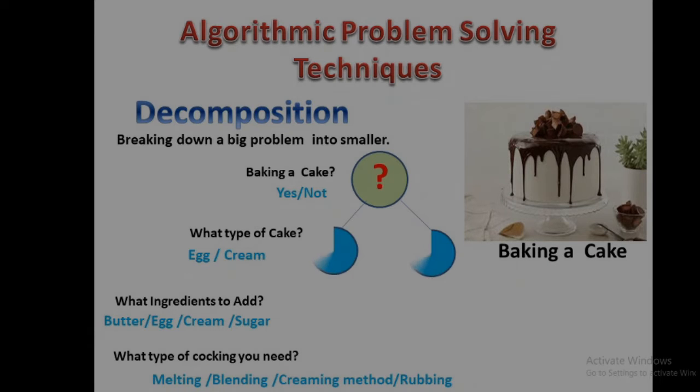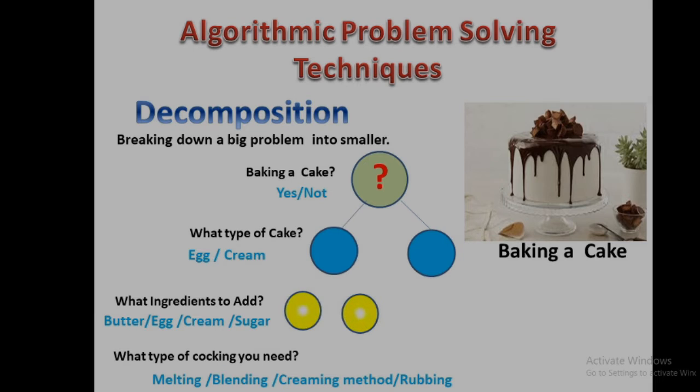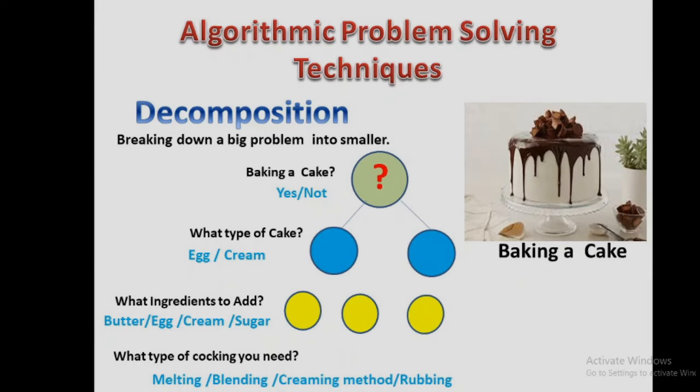So here I am giving some hierarchical manner, raising some questions. Baking a cake, yes or no? This is my first question. If you get the answer yes, proceed to the next question. Next, what type of cake do you want to make, egg or cream? There also you get some result. According to the result you proceed to the next step.